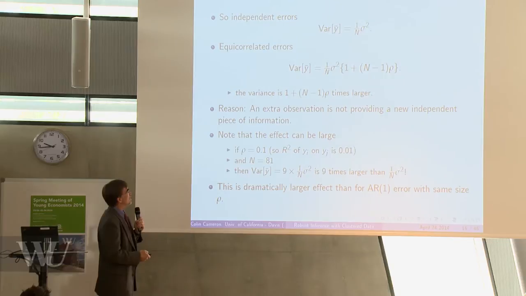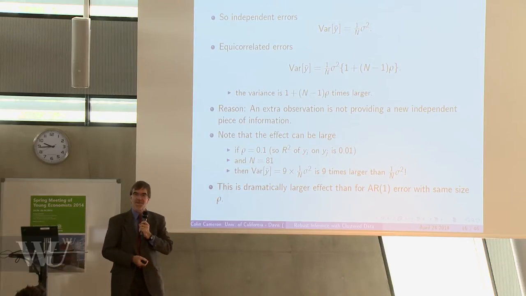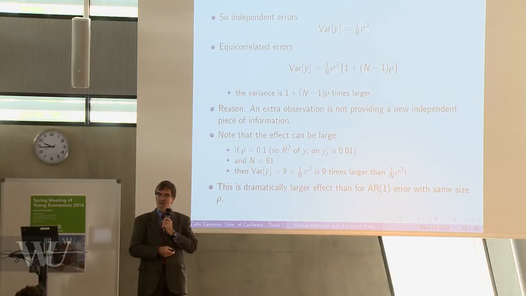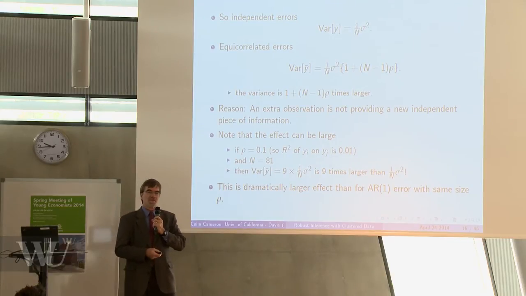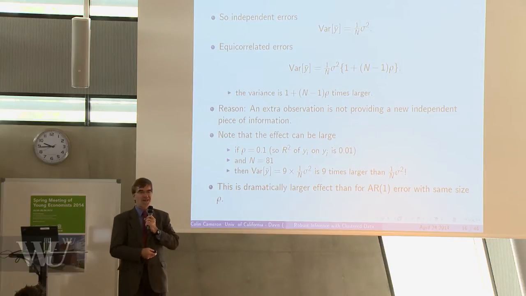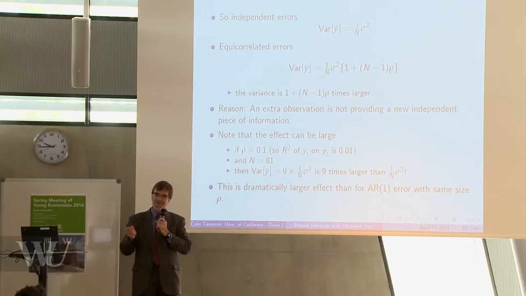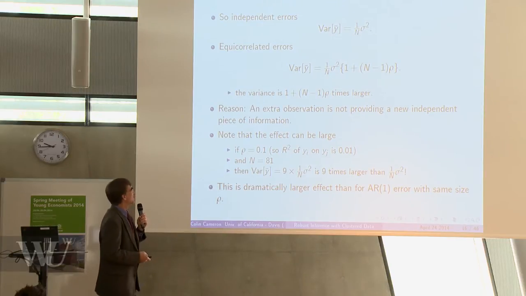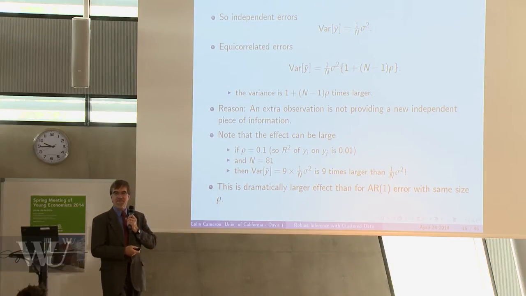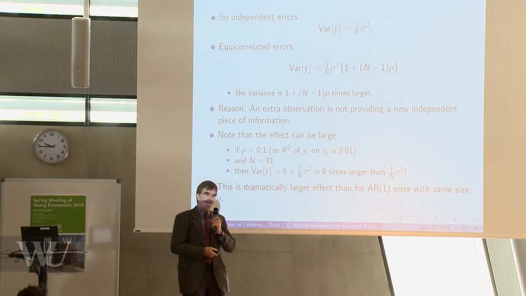So I go through one with 0.1, which is the same thing as saying, if I could regress one observation on another, the R squared for that regression is rho squared, or 0.01. By most standards, this is pretty weak correlation. By empirical micro standards, actually, maybe this is strong correlation, but still, we'll go with this example. And I picked some nice numbers. I picked n equals 81, and I put it through this formula, and the variance is actually 9 times the independence case.